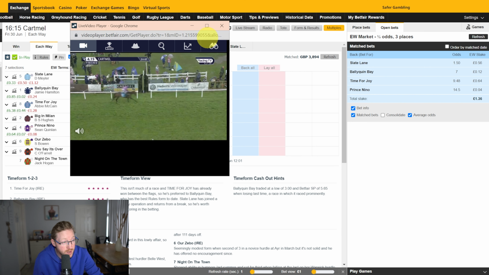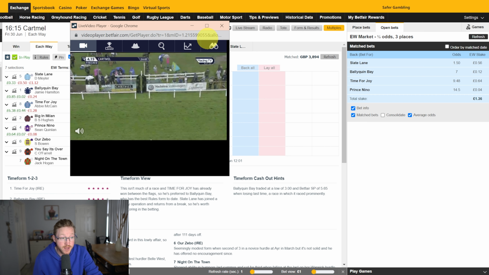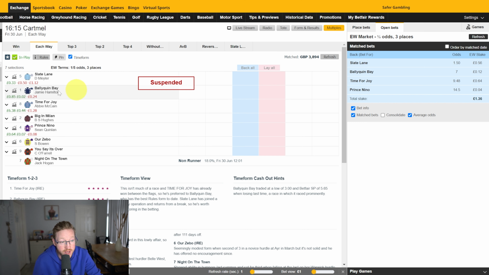So there you go. Ideally, you want all three to come in the middle of the race. And if you get all three in, that's even. You're making more money, but unfortunately, we lost. Ballyquin Bay lost, so it's 24p. And Time for Joy, we lost £1.28. And Prince Nino got a 7p, so 40p we won. We lost on these two, so it's actually a loss there on that. But the next one round, it will recover.